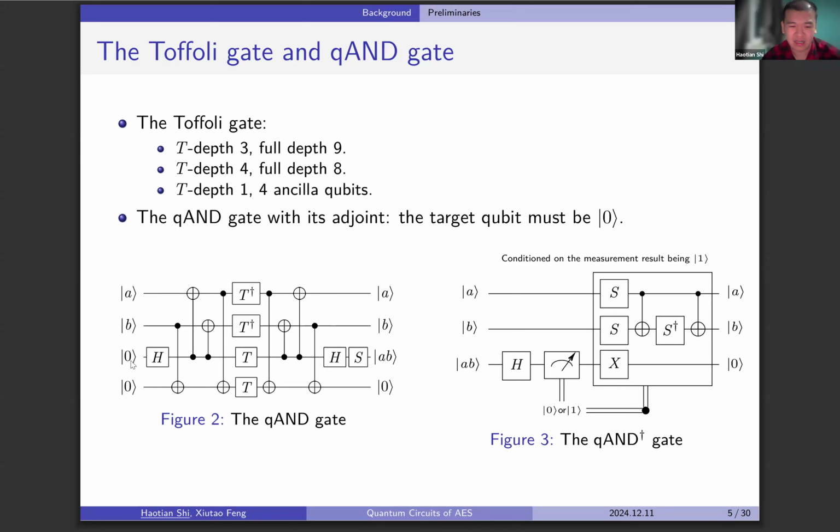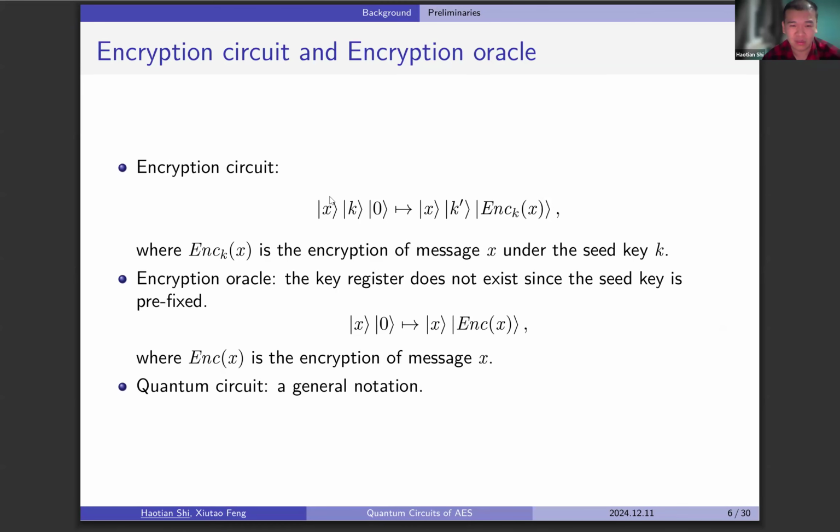The condition is that the target qubit must be 0. And the QN gate needs a measurement and has T depth 0. In this work, we consider two types of circuits. One is the encryption circuit, where the message and the key can be in a superposition state. The other one is the encryption oracle. Like in the classical case, the seed key is prefixed in the oracle, so the key register does not exist. A quantum circuit is a general notation of these two circuits.